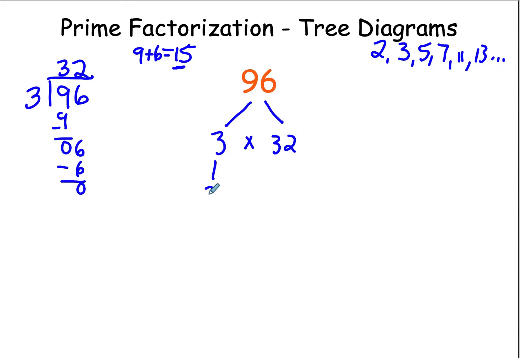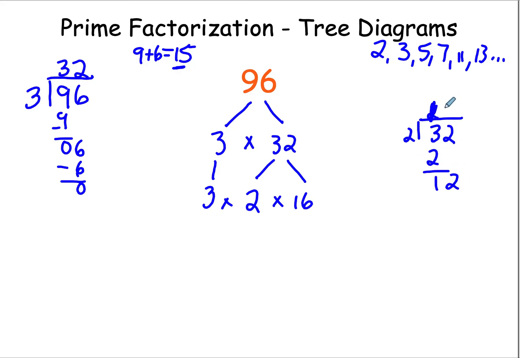Now I'm going to just drop my 3 down. Now I have my 32. Now 3 cannot go into 32, so I don't want to keep dividing by 3, but it can be divided by 2. So I'm going to do 2 times 16. Again, if you need to, you come over on the side, you do that division. Whoops, goes in only once. That's the 2. Bring down the 2. There's 6, so there's my 16.